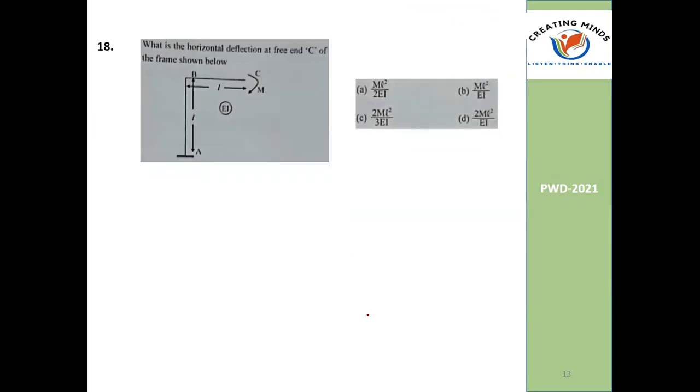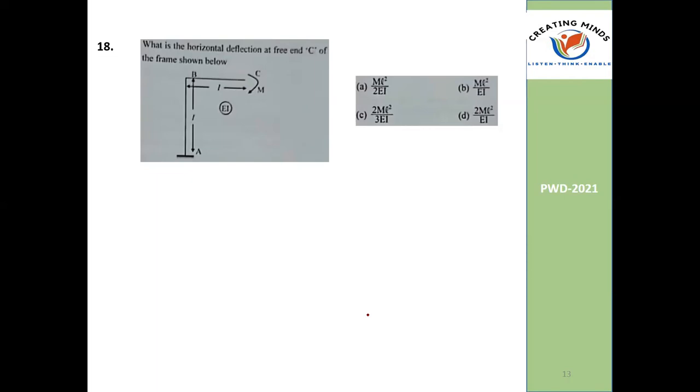Yes, please guess. What is the horizontal deflection at the free end of the frame? Any guesses? Try to guess. Which one is the option? Option A, sir. Option A. Others? Yes, sir. All are saying A.